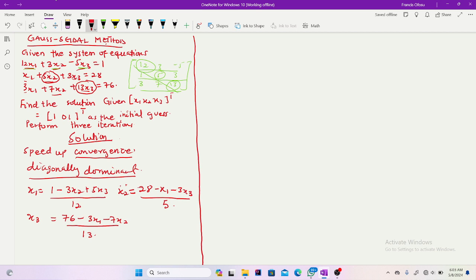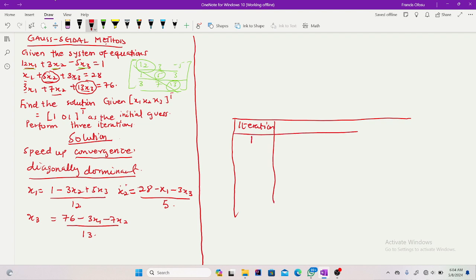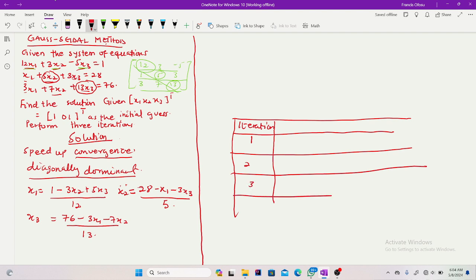So with the iterations, I'll draw an iteration table here. In the iteration table, you have the iterations. You are doing only 3. So first iteration, second iteration, then third iteration, then that's all. So we just have this here.